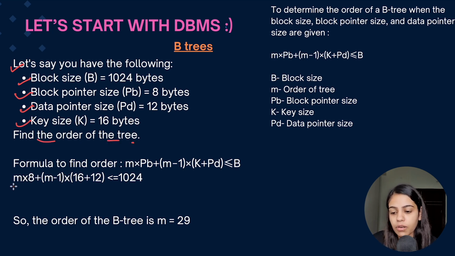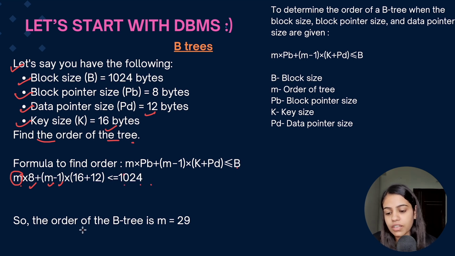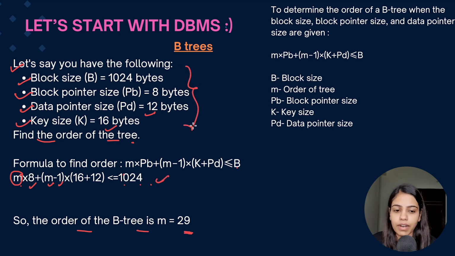So we'll come to that formula where we will multiply the order of the tree with the block pointer size, that is PB, that is 8. Then we will subtract 1 from the order, because the key pointers and data pointers are always 1 less than the block pointers. So that is M minus 1. Then we will add the key size as well as the data pointer size, that is 16 plus 12, and that is always less than or equal to the block size, that is 1024. So here we can find the order of the tree is 29. In this way we can find the order of the tree when all these values are provided to us.